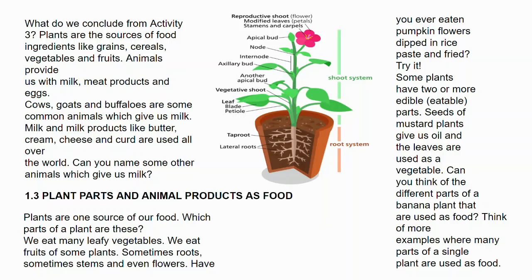Seeds of mustard plants give us oil and the leaves are used as a vegetable. Can you think of the different parts of a banana plant that are used as food? Think of more examples where many parts of a single plant are used as food.